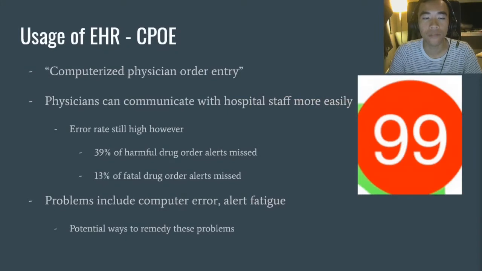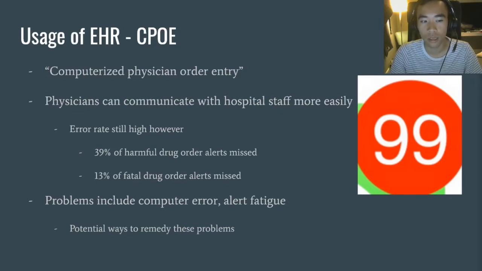An example that involves the usage of the electronic health record in practice is CPOE, or Computerized Physician Order Entry. This streamlined process for prescribing medication to patients allows physicians to prescribe medication or communicate with hospital staff to make a patient's treatment more efficient, but it does come with flaws. Due to potential computer error or alert fatigue, the error rate that comes with CPOE is quite high. 39% of harmful drug orders in 2015 were sent without notifications, and 13% were fatal when they were missed by CPOE.